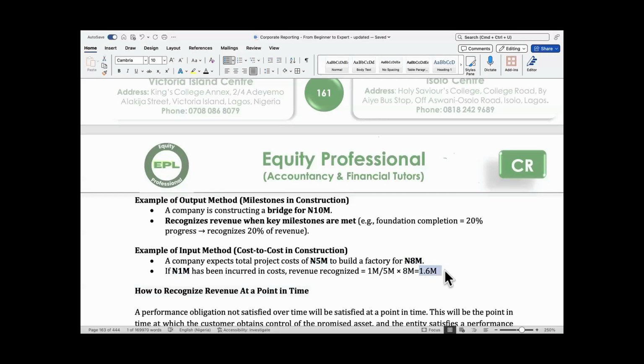Majorly, that is how you recognize revenue. Is it that you are using the output method, which looks at the production, your achievement, your performance to date over the total expectation? But the input method focuses on the costs, the input. And you're going to use that basis to know how much revenue you can recognize at a point in time or till a point in time.